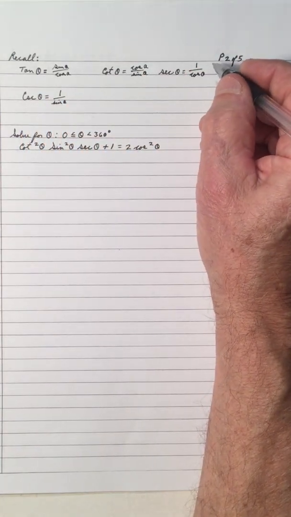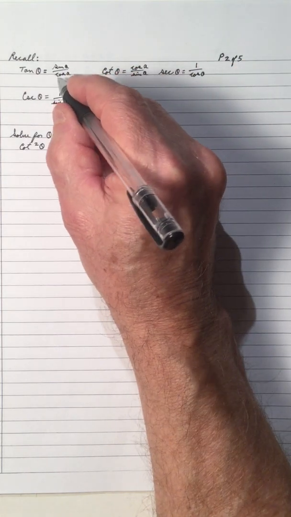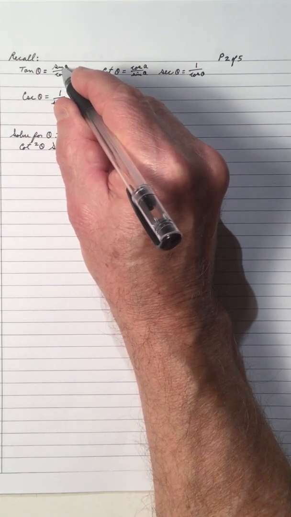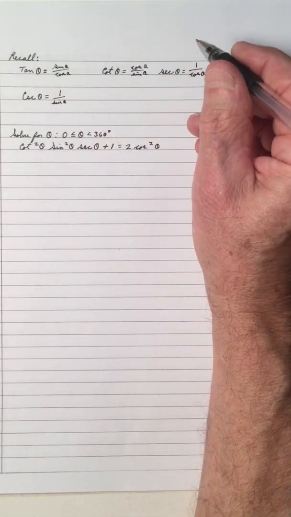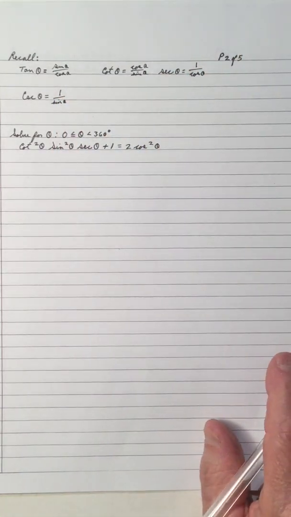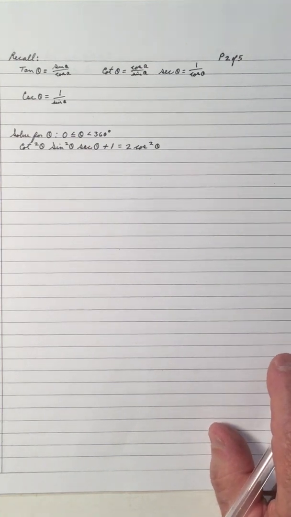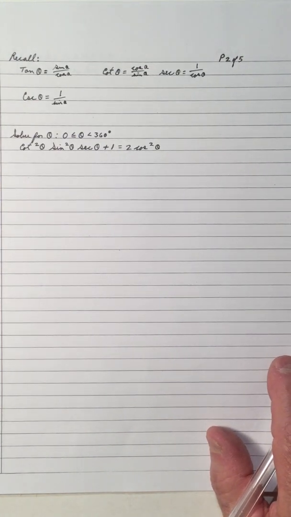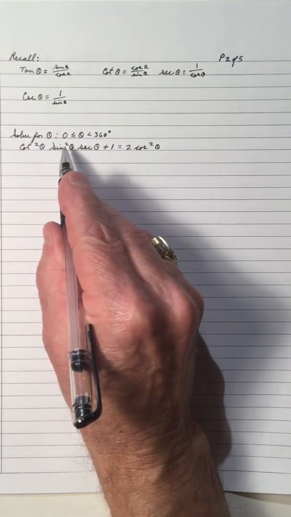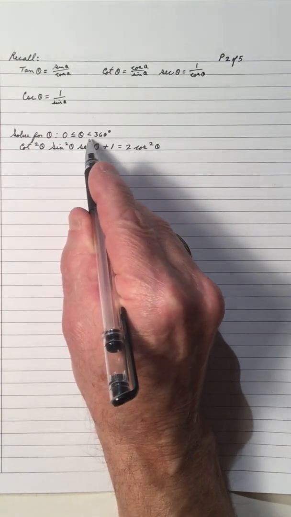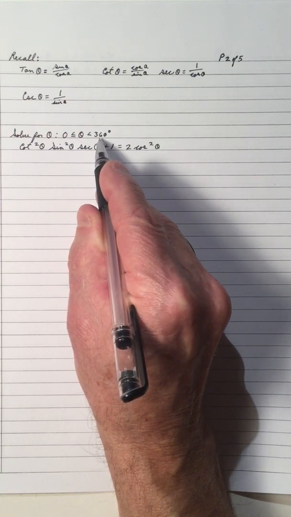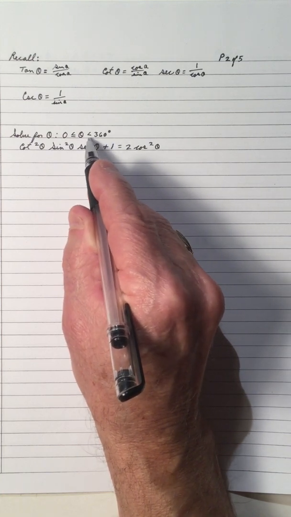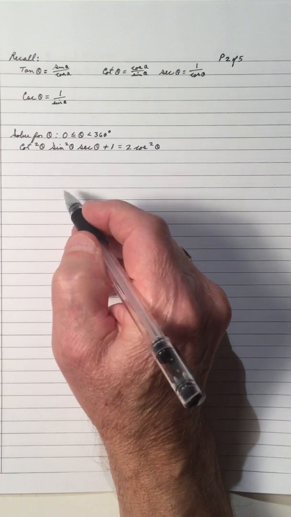It's a simple way. Remember, tan is opposite over adjacent, and opposite is sine, adjacent is cos. That's how I remember that. So let's use these ratios to solve quadratic trig equations. Solve for theta, 0 is less than or equal to theta, less than 360. We're solving in degrees, and notice we're not allowed to have 360.